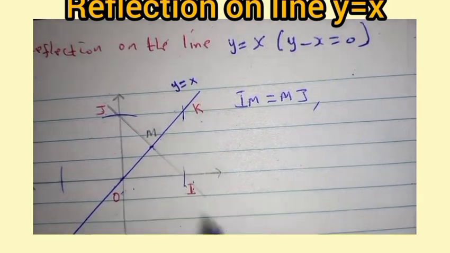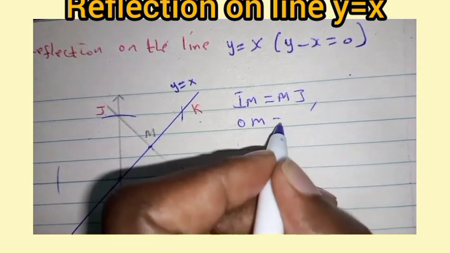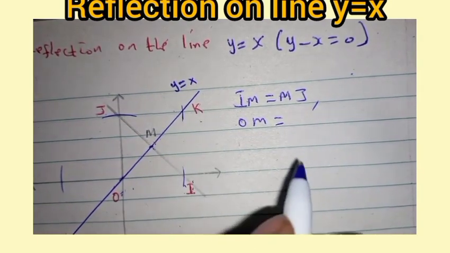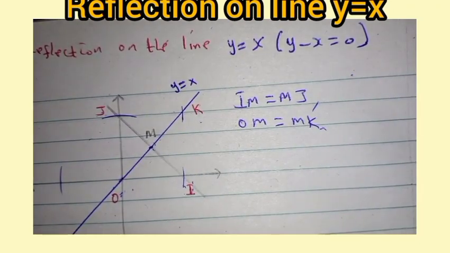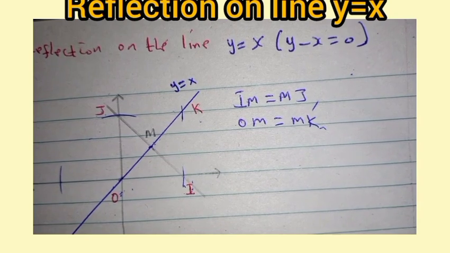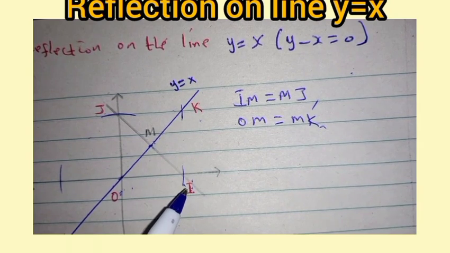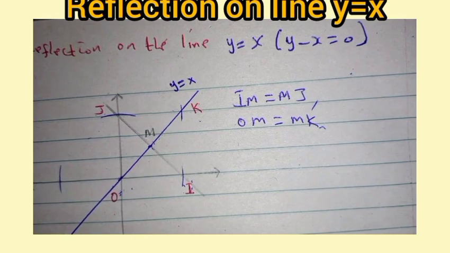Also, OM is equal to MK. So our interest is to get the image of I, to get the image of I along this mirror line.